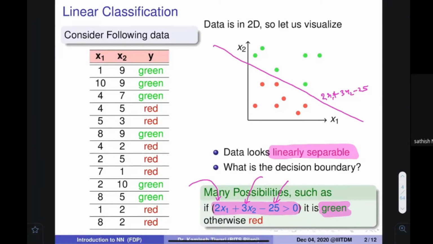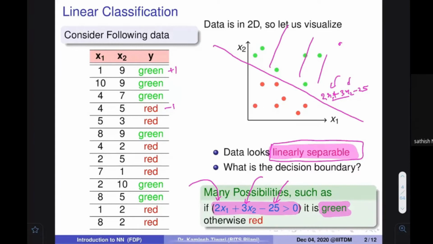If the value is greater than 0, then the point is above the line, because if x1 and x2 satisfy the line, then the value would be 0. If the point is above, the value would be positive, otherwise negative. Let's assume that green is the positive class and red is the negative class, -1. Can you understand this part? If my data is linearly separable and I can find this equation, then for any new given point, I can tell what the color should be.